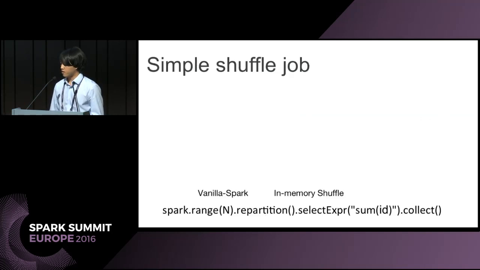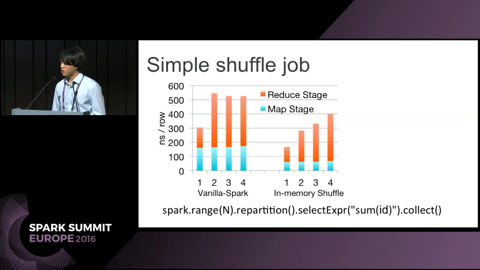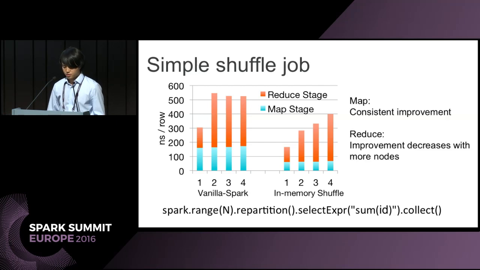So we ran a simple shuffle job again, but now on four different nodes, and we found that with map we have pretty consistent improvement, because now they are all writing to memory and getting rid of those overheads. With reduce, it also works as our intuition says. When you have more nodes, the improvement decreases, because you have more remote shuffle, which means you don't get the benefit of sharing the data inside one node.